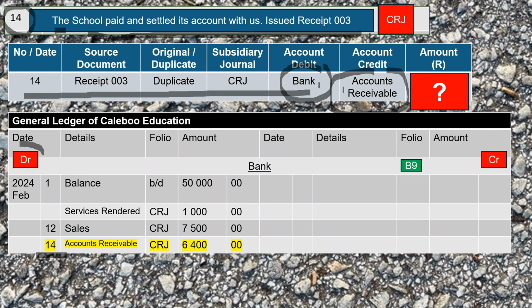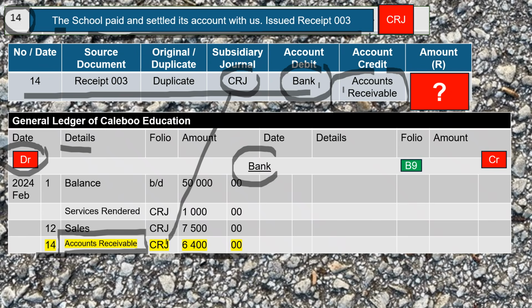So bank gets debited. I'll show you how the amount was calculated in a moment. It was 6,400. Where was the information recorded? In the cash receipts journal. What is the name of the other account? The contra account is accounts receivable. Goes under details. Reminder, which account are we doing? Bank. I'll just show you for this transaction.